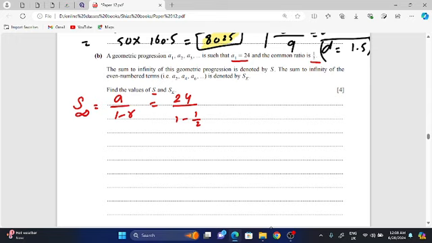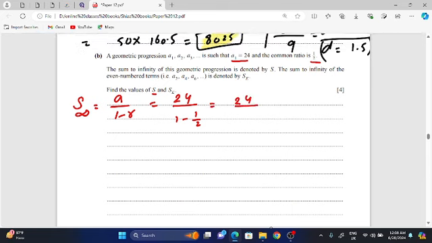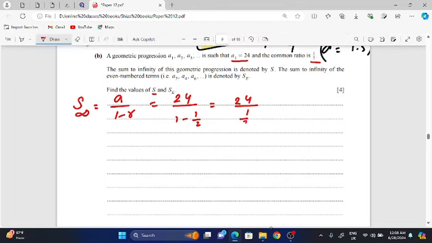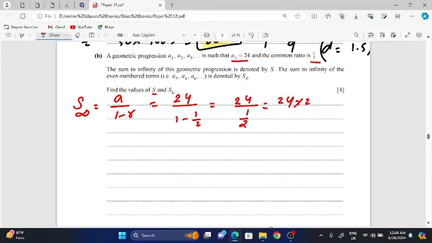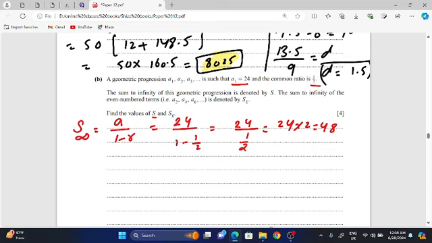Once you apply the things and simplify, you are able to get 24 remaining as it is, and in the denominator it's 1 by 2. Solve it. 24 times 2 is coming as 48. 48 is the sum of infinite terms, that is your S actually. So you can write S equals 48.